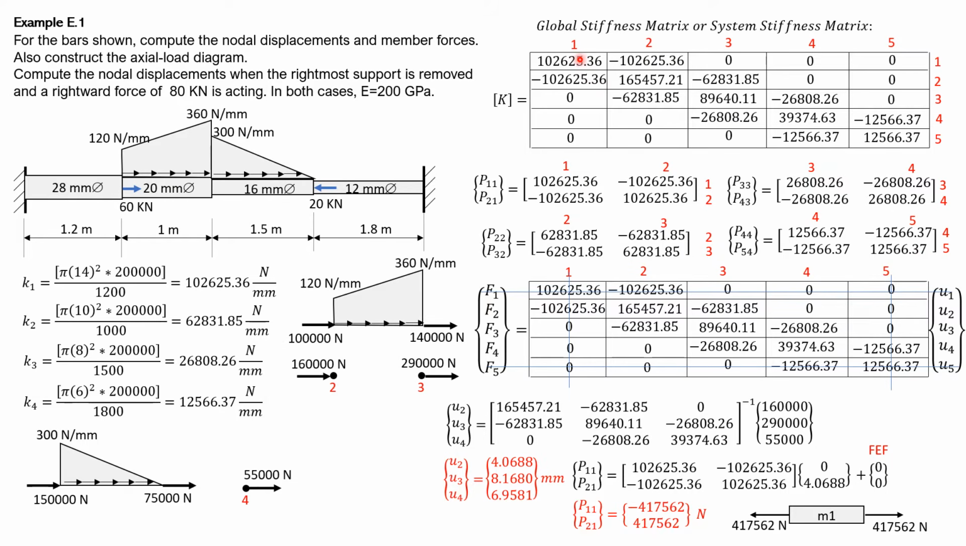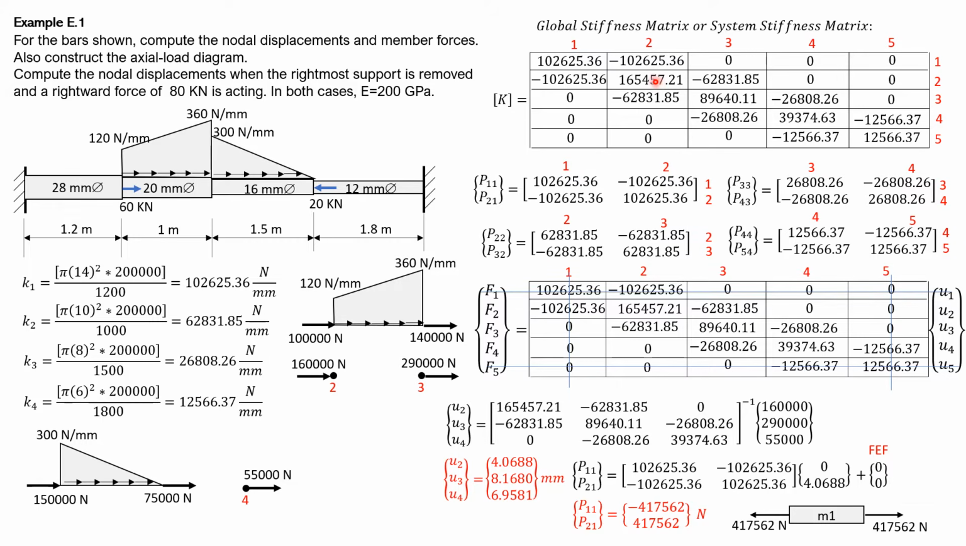So for instance, this is row 1, column 1, and there's only one value here: 102,625.36. This is row 1, column 2, negative 102,625.36. Then there is no 3, 1, if you look here. There's no 4, 1, there's no 5, 1, so 0, 0, 0. Then remember that the system stiffness matrix is symmetrical. So with respect to the diagonal, we copy these row elements to these column elements.